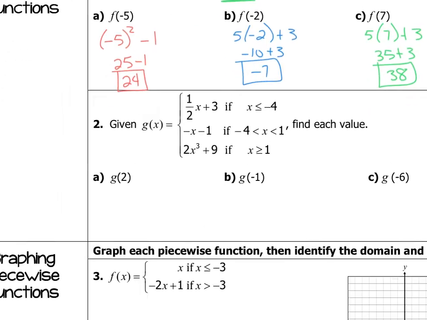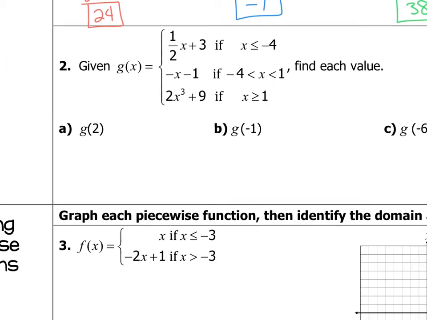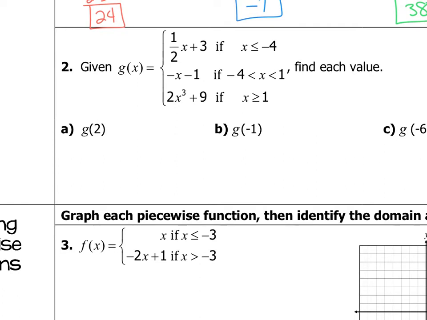Okay. Now number 2, we've got 3 things. Basically, the top equation is less than or equal to negative 4. The middle equation is between negative 4 and a positive 1. And then that bottom equation is where it's greater than or equal to a positive 1. So for instance, on letter A, if you're looking to figure out where to plug in the 2, well, of these 3 situations, it would fall into this very bottom one because 2 is greater than 1.